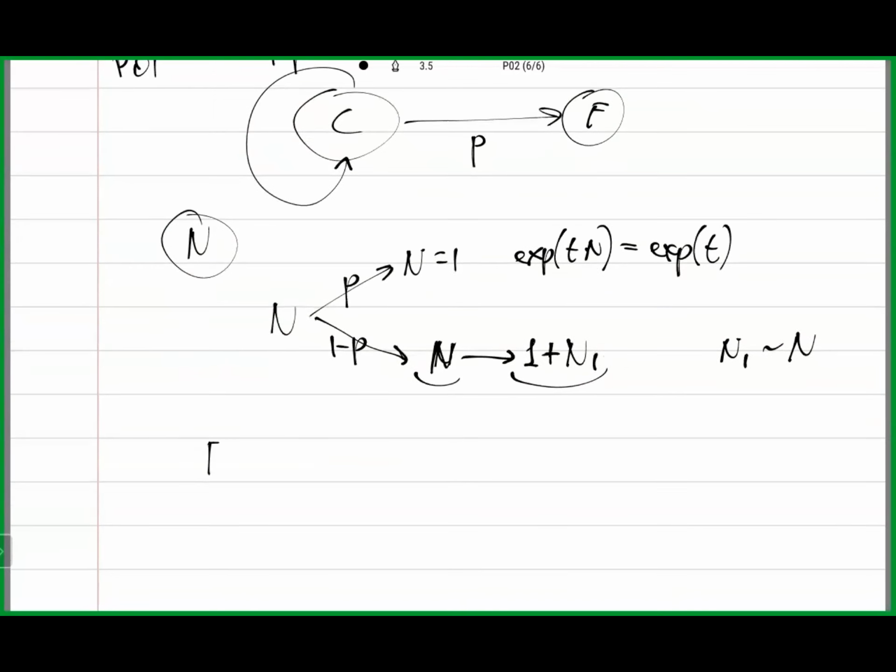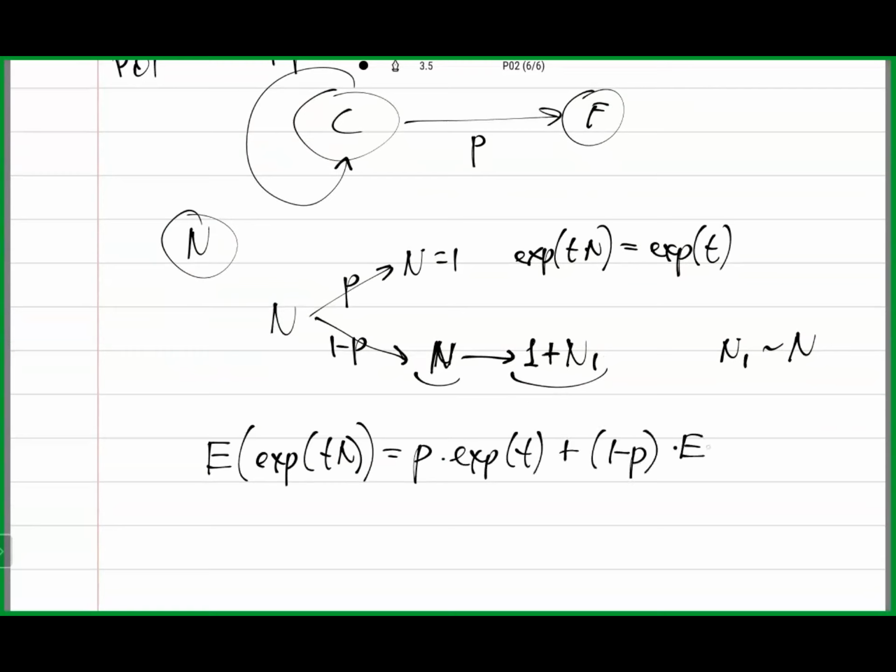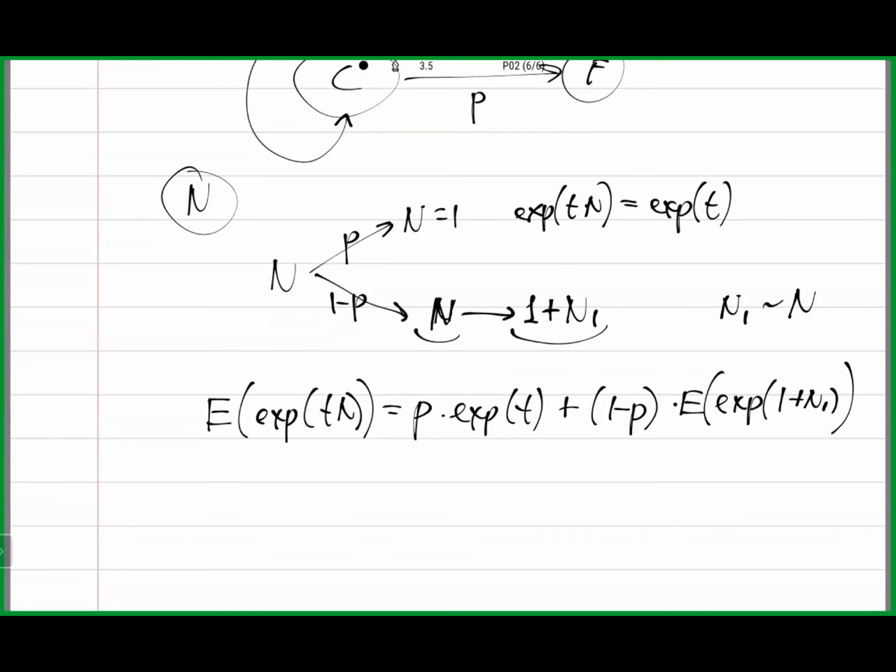And hence, the expected value of exponent Tn is equal to P times exponent of T plus 1 minus P times the expected value of exponent 1 plus N1. We can take exponent of T outside and use the same function. Is it better or no?